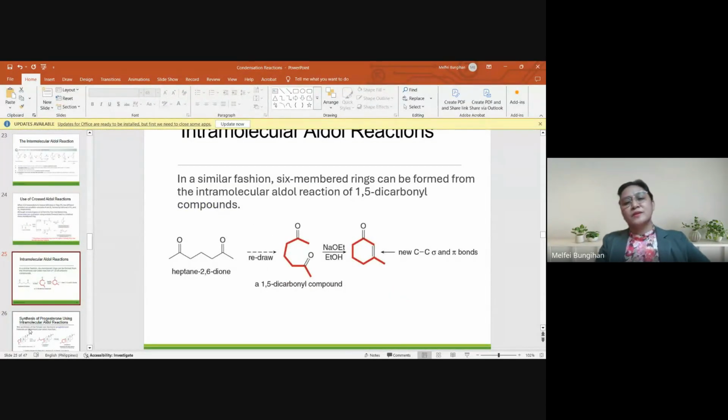Now, if we have larger molecules, of course, just like this heptane-2,6-dione, then we can have a six-membered ring. Basically it is the same process, and you form the C-C bond, but this time it is a larger ring.